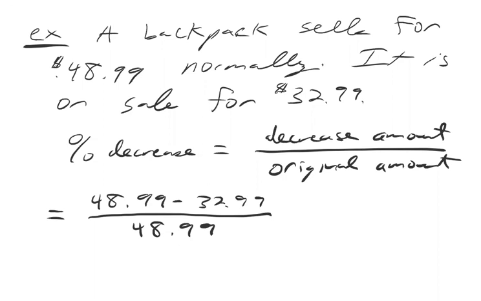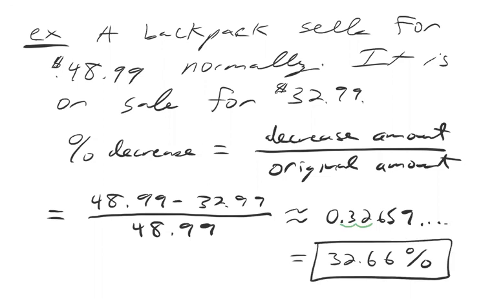And that looks like it's approximately, I'm rounding, 0.32659 and a bunch of digits. So if I move the decimal point 2 places over, I get 32.66% is the discount. So it's roughly 33% off, or roughly 1/3 off.